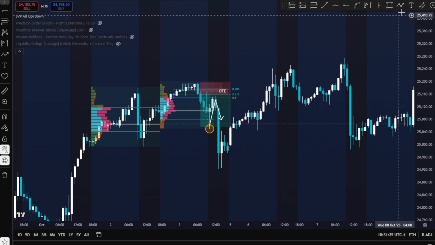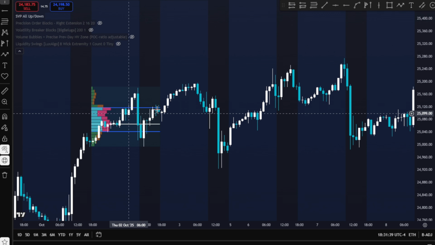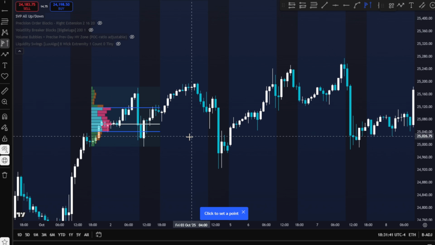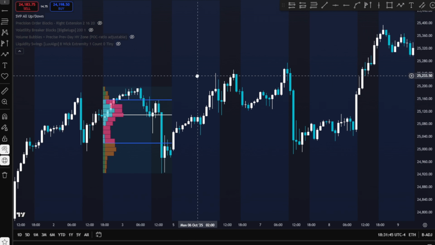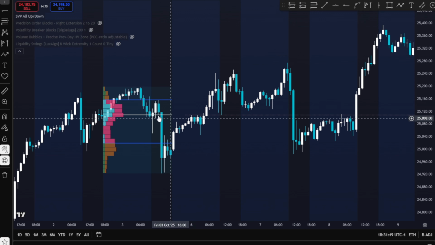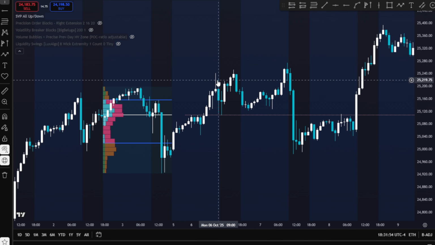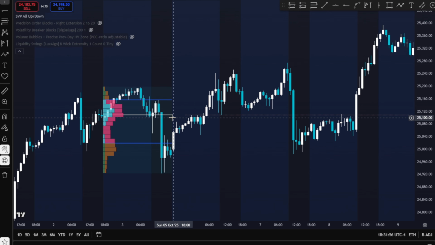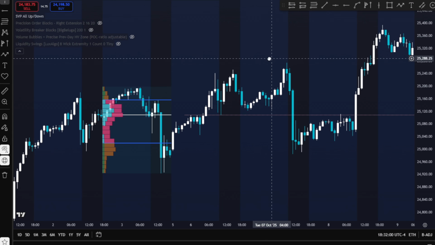So I'm deleting all this, and then let's move on to this day. This day we have a new volume profile. Again, let's highlight it. We have the volume point of control over here. See what happened: once it rises up, the market opens, pulls back to the point of control, rebalances, and then continues higher.